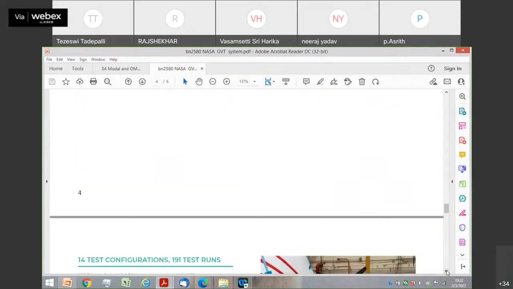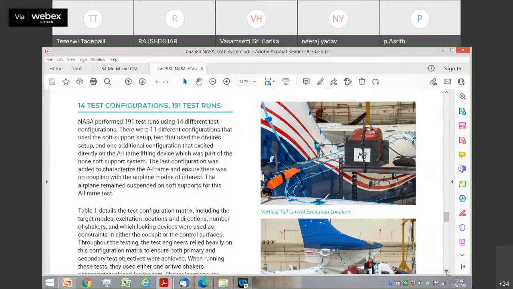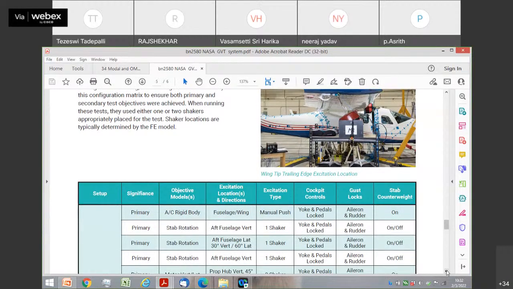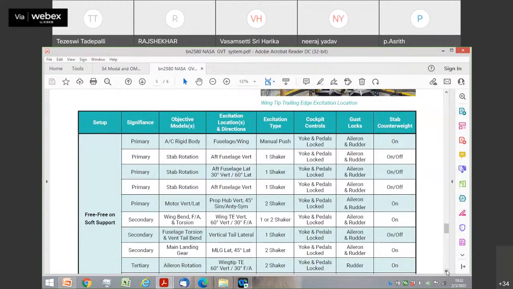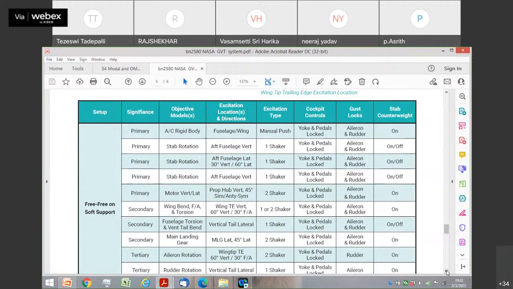For your information, similar systems are there in HAL Bangalore also. There are 256 channel systems in HAL aircraft, in HAL helicopters, NAL. We have been associated with some of them. For example, as you can see, what is the objective of the setup? Where is the excitation? What is the excitation type? What is the cockpit control? What is the cockpit?